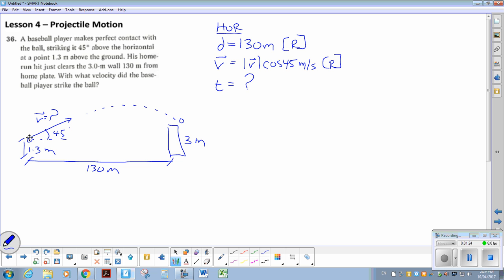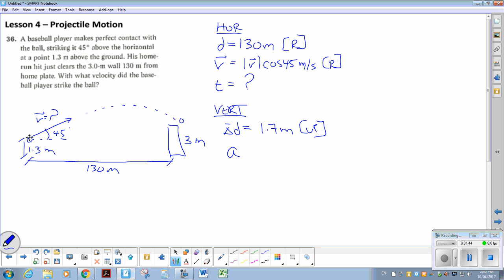So I have two unknowns here. I have the velocity as an unknown, and time as an unknown. So I'm going to have to go to my vertical and see if I have any more information. So vertical, my delta d, I know that's going to be the difference between 3 and 1.3, so 1.7 meters up.